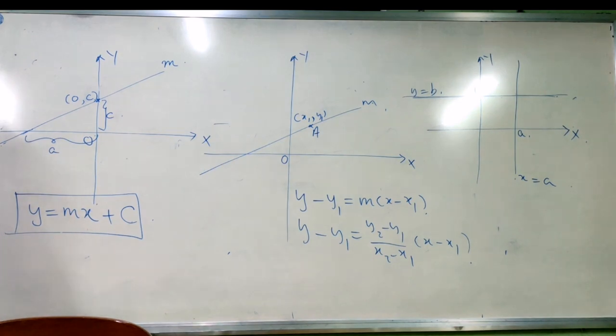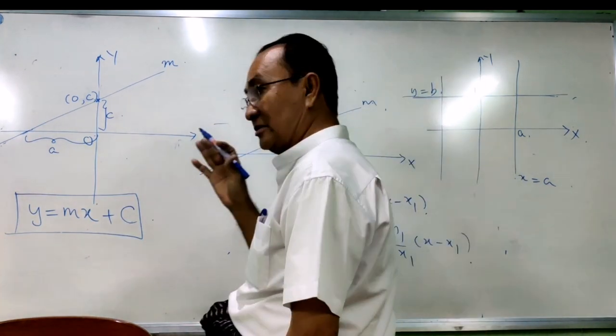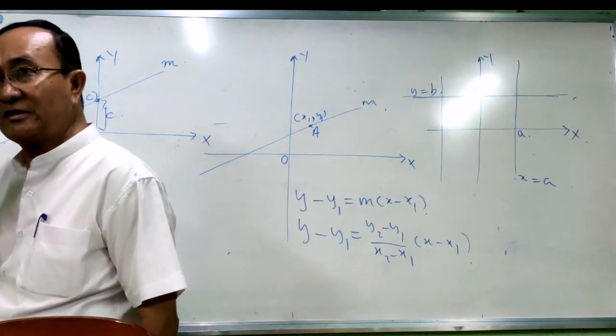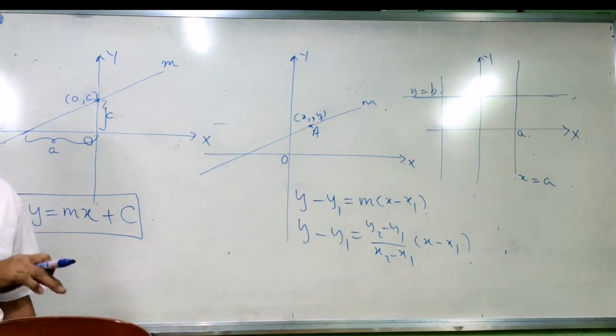Particular line, the equation y equal to 0, x equal to 0. Then x equal to 1, x equal to minus 1, each is a particular line equation. The vertical line equation is x equal to a constant, and the horizontal line equation is y equal to a constant.